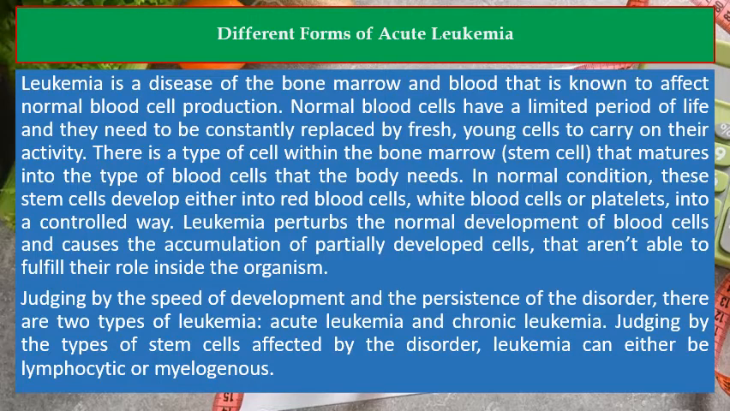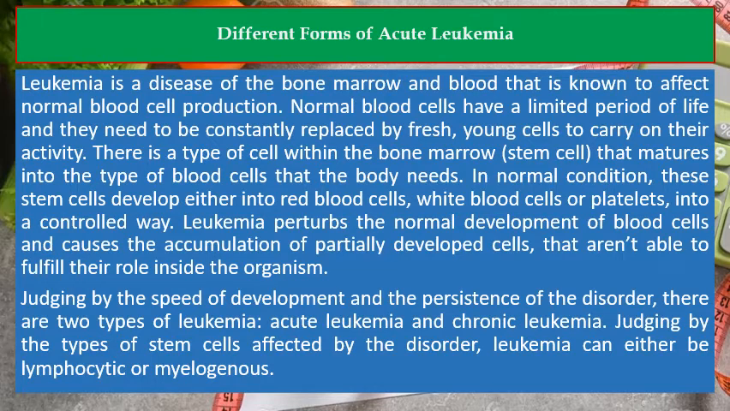There is a type of cell within the bone marrow, the stem cell, that matures into the type of blood cells that the body needs. In normal conditions, these stem cells develop either into red blood cells, white blood cells or platelets, in a controlled way. Leukemia perturbs the normal development of blood cells and causes the accumulation of partially developed cells that aren't able to fulfill their role inside the organism.